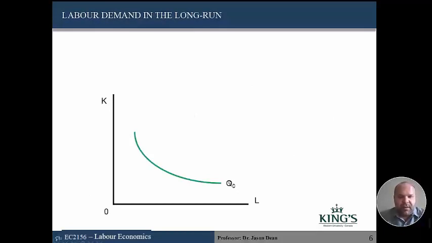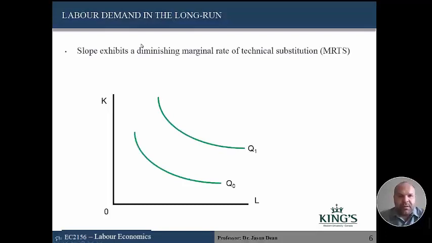So here we have an isoquant, Q0. A higher isoquant, Q1, represents higher output. The slope of a line tangent to these curves exhibits a diminishing marginal rate of technical substitution.